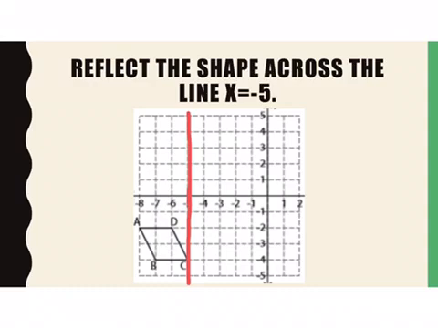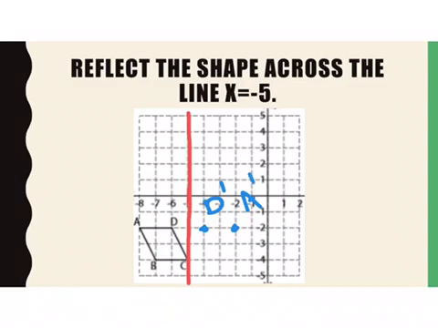Okay, back to it. So right now D is 1 unit away from the reflection line. So my D prime goes 1 unit away from the reflection line on the other side. A is 1, 2, 3 units away. So on the other side I go 1, 2, 3 units away. A prime.